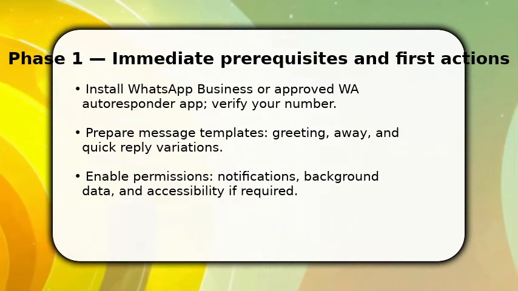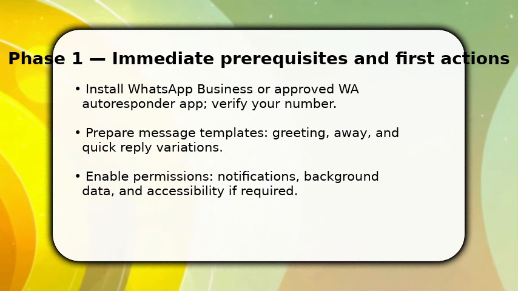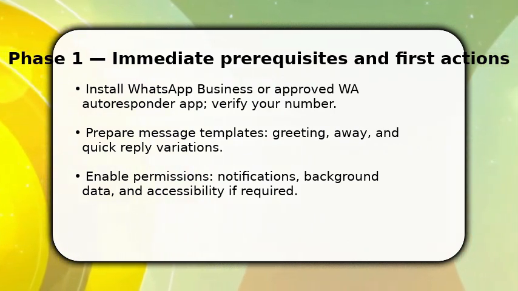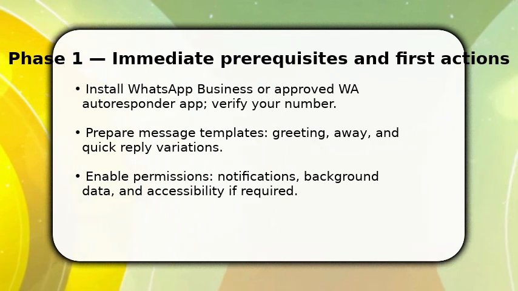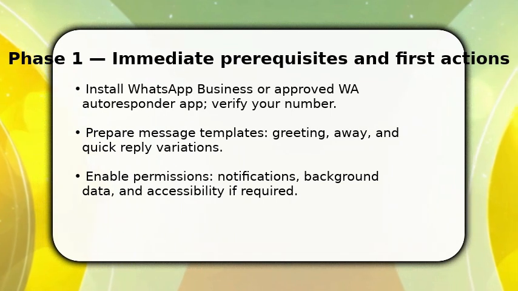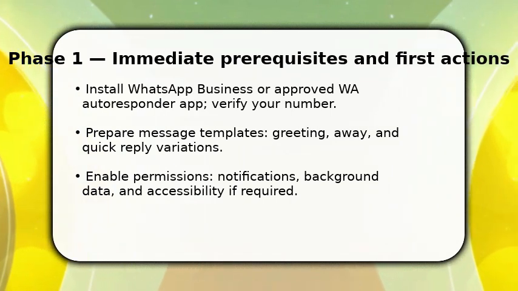Once done, grant required permissions, notifications, background data, and accessibility access if the app needs it. This lets the autoresponder run reliably. Make sure your device battery optimization won't stop background processes, because that will break automation.